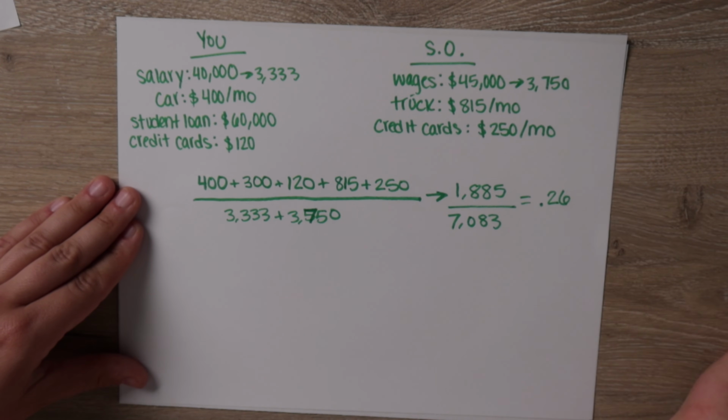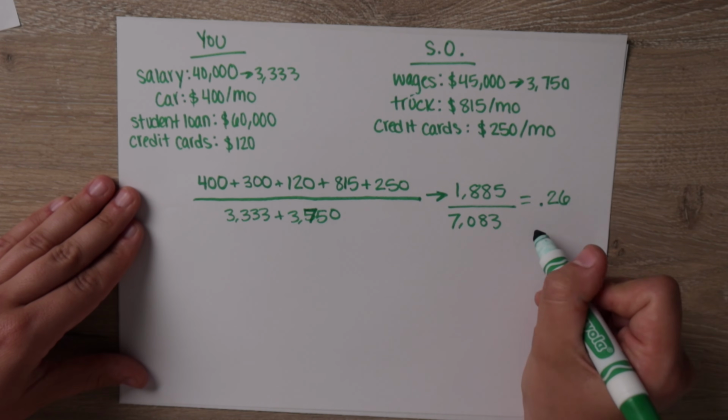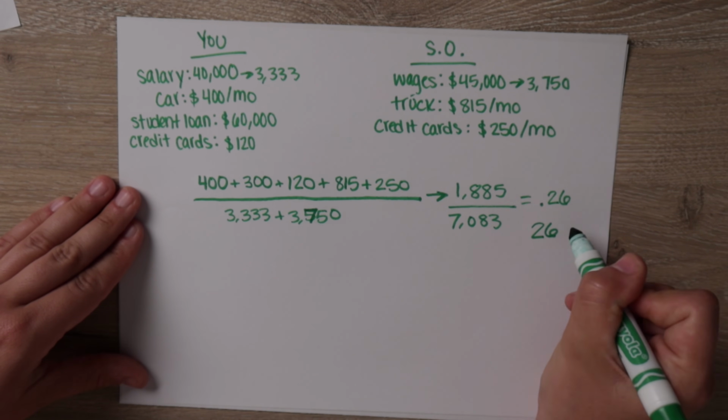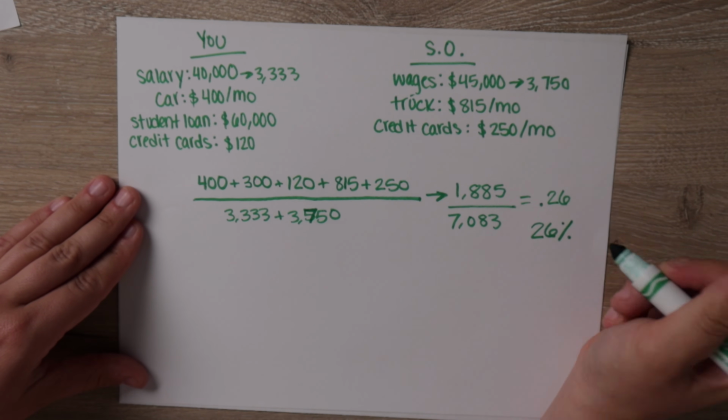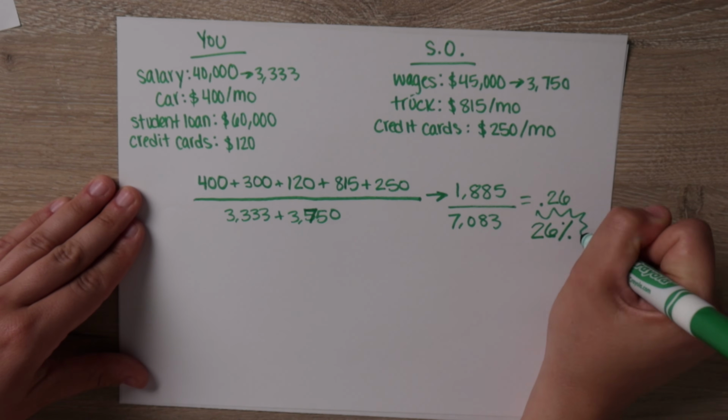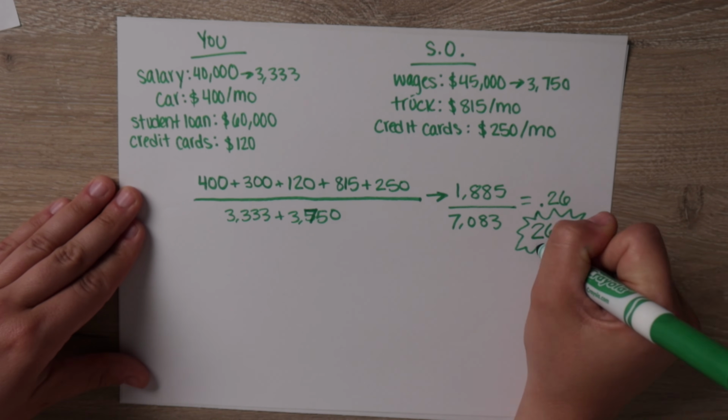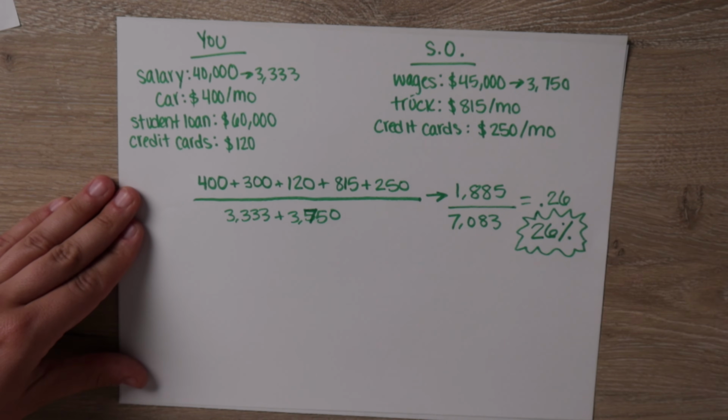Remember, we're going to multiply that by 100. And what does that mean? We have a debt to income ratio between these two people of 26%. This is a little bit higher than our last example. So what does that mean when we want to buy a house?